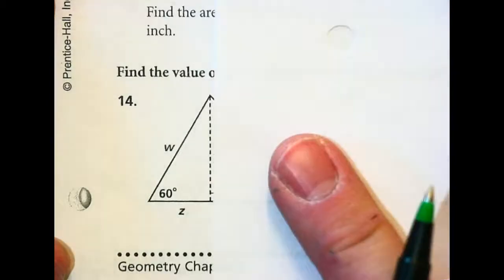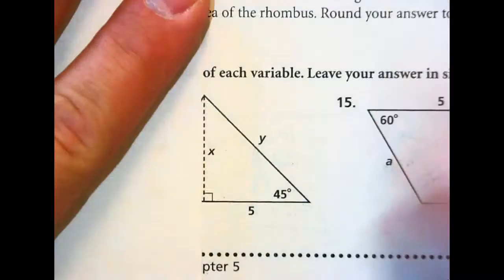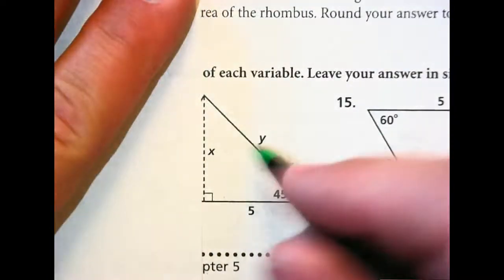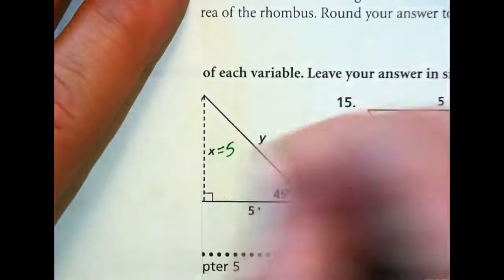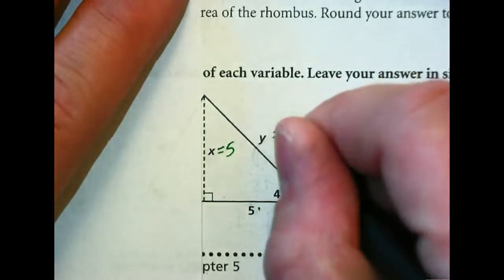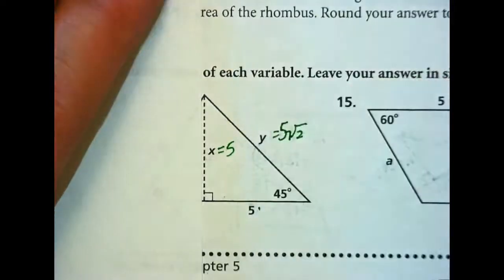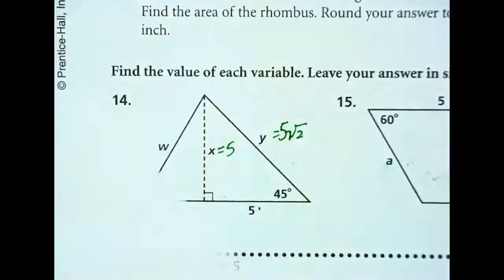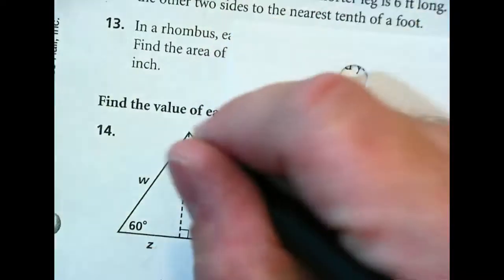You split it up like that. So you have a 30, 60, 90. And then you split it up like this, so you have a 45, 45, 90. And so if this is 5, that means this has to be 5, right? Because they're the same length, and this one is 5 root 2. And so now using that information, we can cover up this side of it and go, well, I know x there is 5.